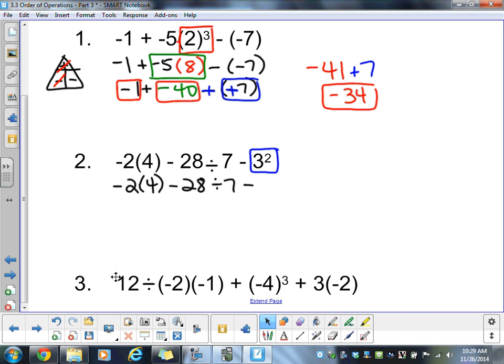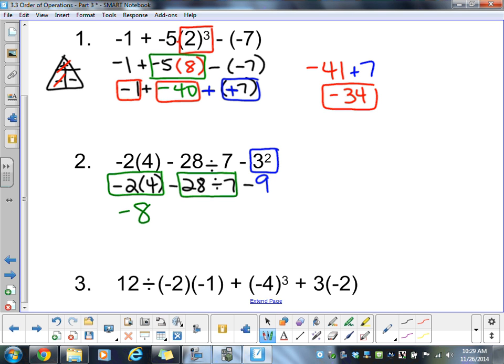And 3 squared, we know, is 9. Okay, so I'm done with my exponents. Now I'm in my multiply and divide step. So it looks like, if I go left to right, I have this multiplication, I have that division. So if I look up at my triangle above, I have a negative times a positive. That's going to give me a negative.